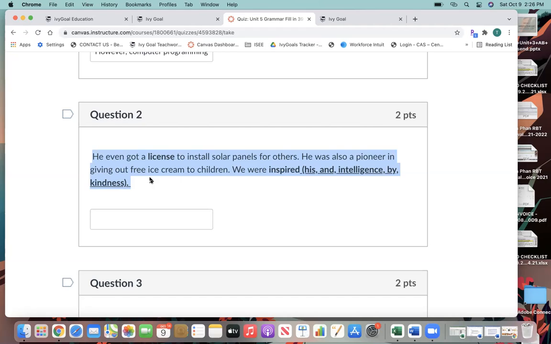He even got a license to install solar panels for others. He was also a pioneer in giving out free ice cream to children. We were inspired by his intelligence and kindness. What's a pioneer? Good.